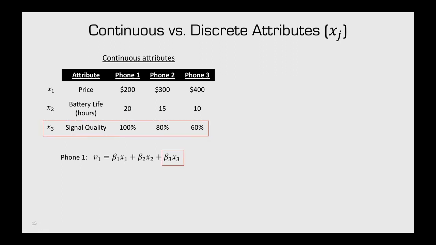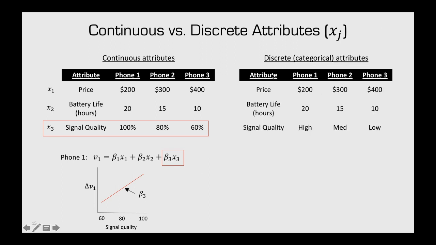So let's visualize this for just signal quality, beta 3. If we were to plot this, it would look something like this, where as we go from a lower signal quality to a higher signal quality, the change in my observable utility is going to go up by some amount. That value, the slope of this line, is what beta 3 is. So if I had some other phone that had a signal quality of something in between, let's say 70, I could compute for you what the difference between 70 and 60 is. It would just be 10 times beta 3.